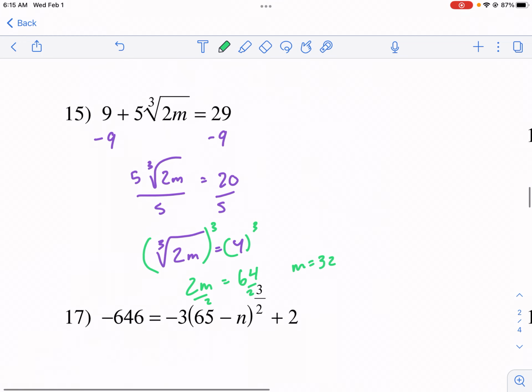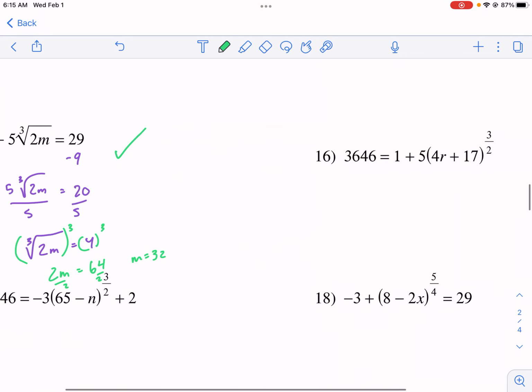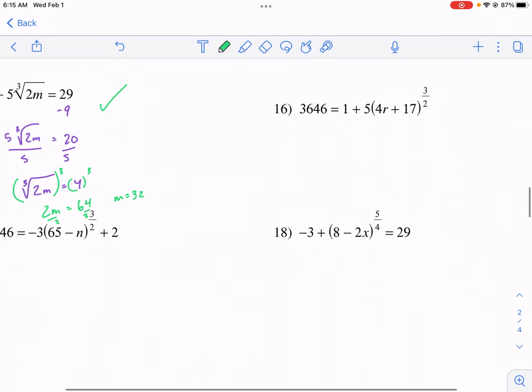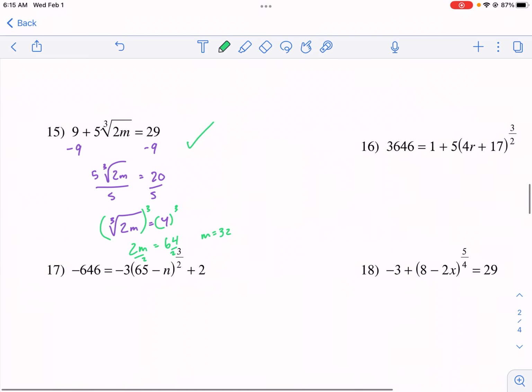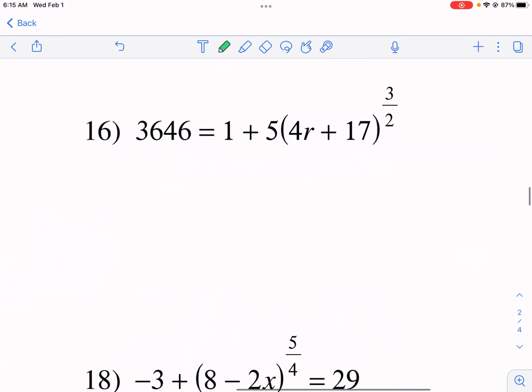Okay, and then we can plug this back in when we're done to check our answer. So we do 32 times 2, 64, cube root 4. 4 times 5 is 20, plus 9, 29, checks out. No extraneous roots. Let's do one more. That maybe looks a little difficult. Let's do this one with 3,000 here. Pretty much all these are the same though.